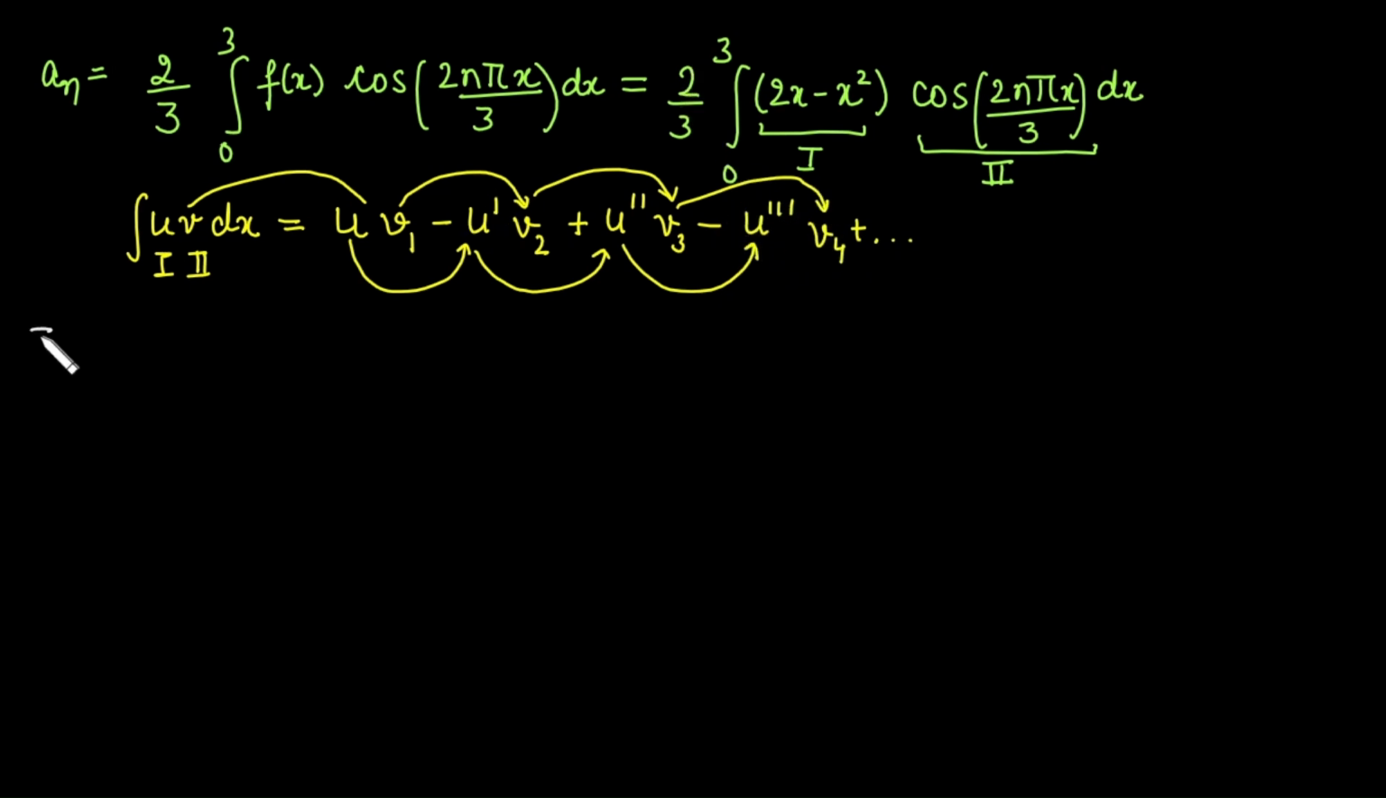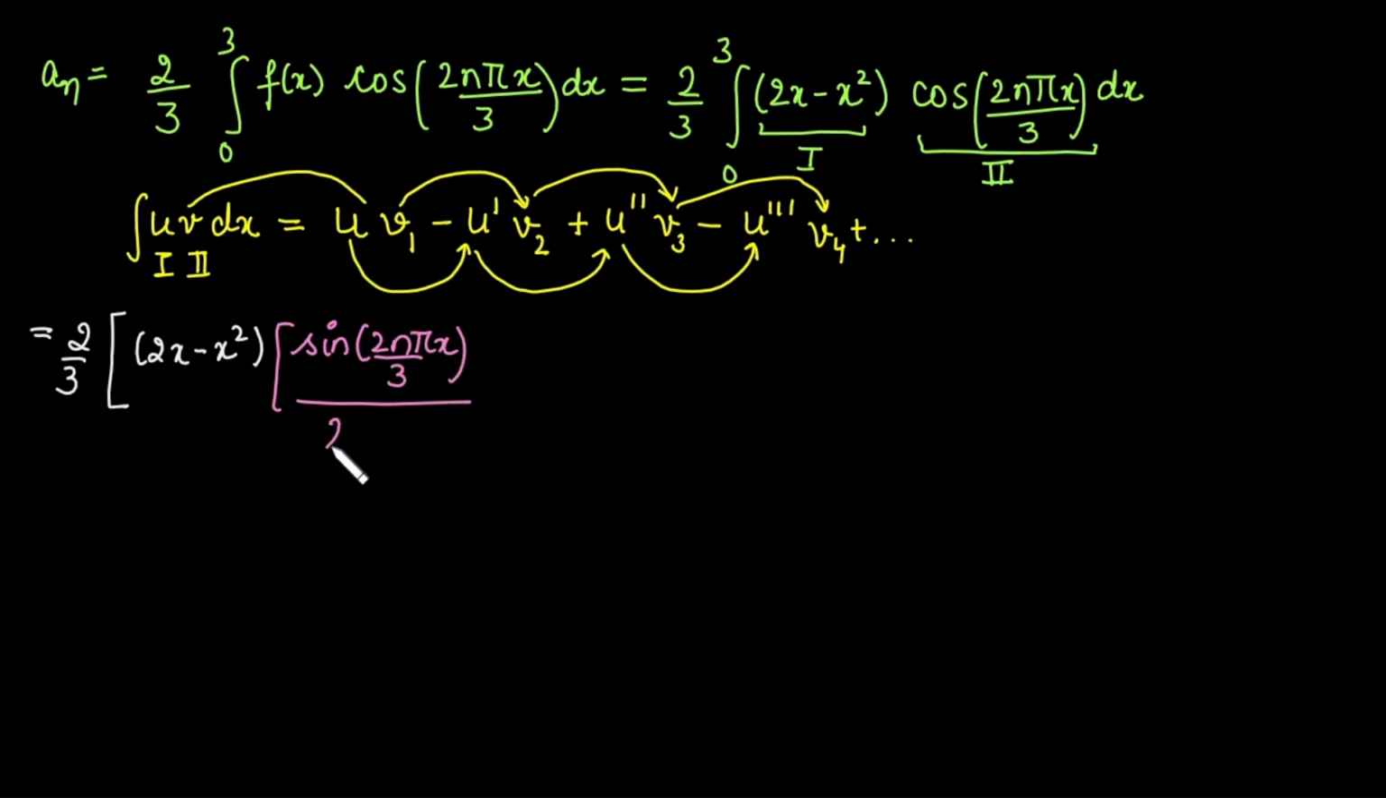In this case we have 2 by 3 as it is, then the first function, then the integration of the second function. Integration of cos is sine of 2n pi x by 3 divided by the coefficient of x. What is the coefficient of x in this case? That is 2n pi by 3. So this is the value of v1 according to this.